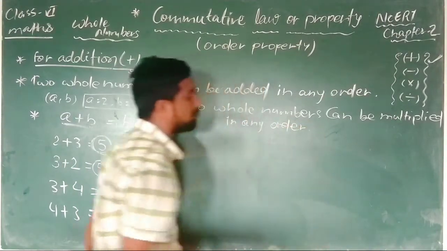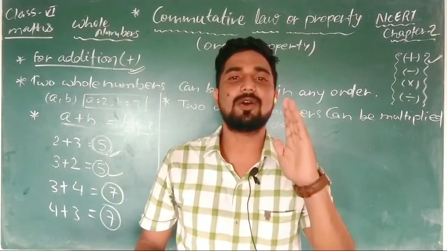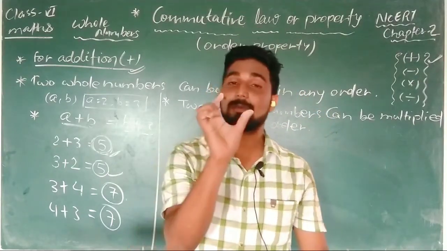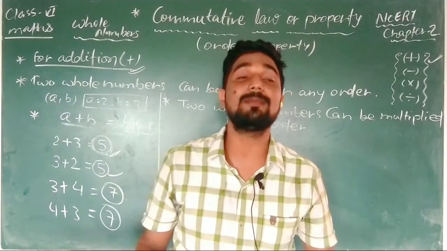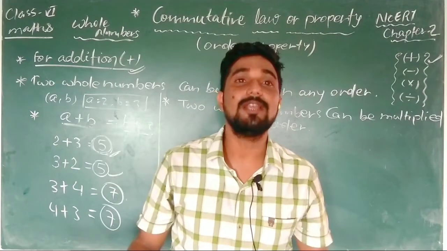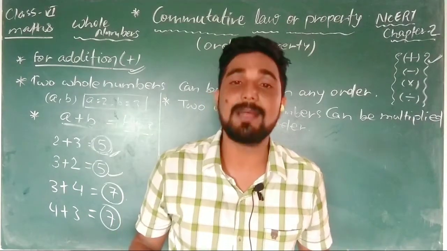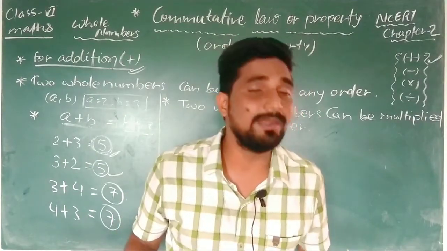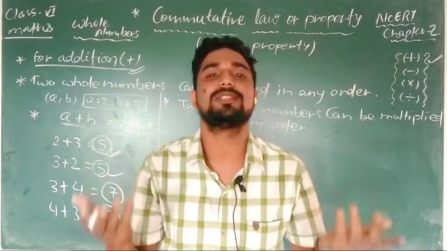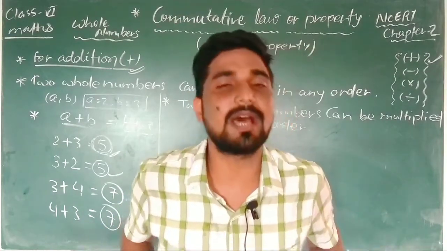If anybody asks you what exactly the property is, you have to say: if you change the order of two whole numbers, the result remains constant. And if anybody asks you for addition, you say commutative property, then you have to say: when we add two whole numbers and get the answer, thereafter we change the order of the whole numbers, add, and get the answer, and we find the answer is the same in both situations. While we change the order of the numbers, the answer is still the same.